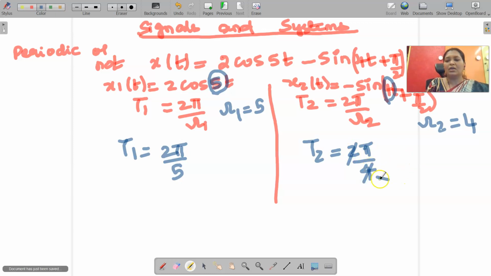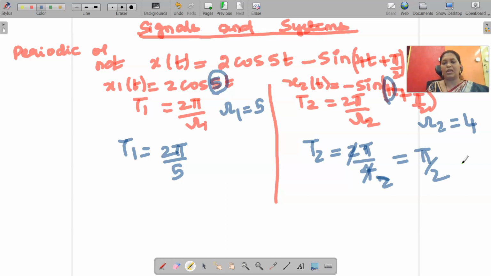Cancel out this, you will get pi by 2. Okay, so T1 is 2 pi by 5, T2 is pi by 2. So when we merge these two signals, we need to find out the common fundamental time period, capital T. For that, for these types of problems, when we have two signals, we have to find out the T1 by T2 ratio.